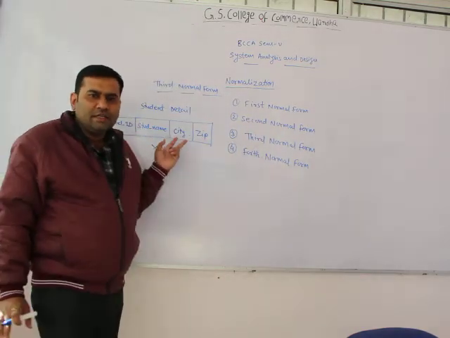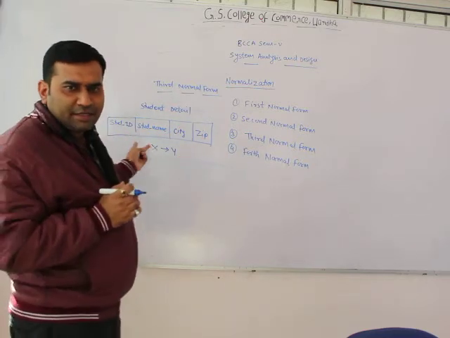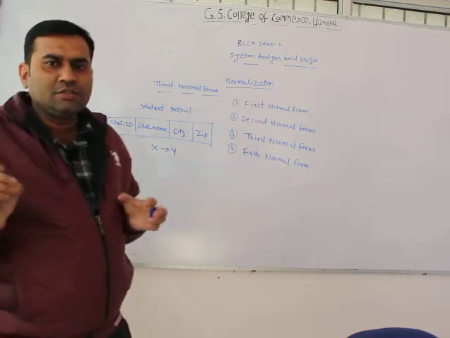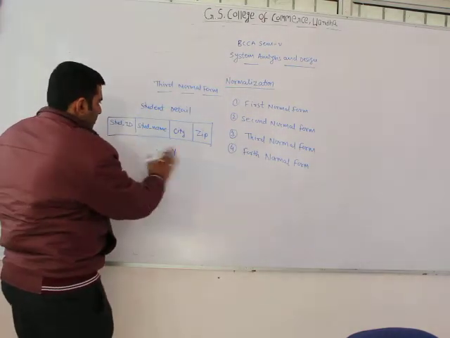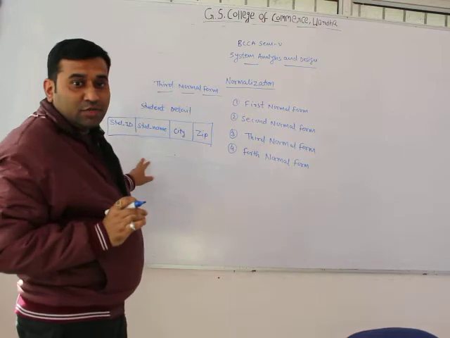We find that in the student ID, the key is the only prime key attribute. In this way, we get the third normal form. The first table is student detail.